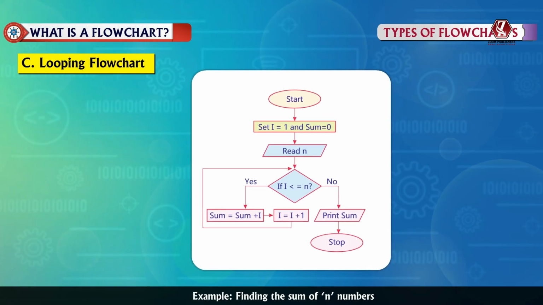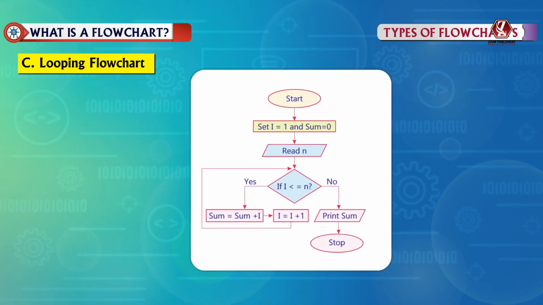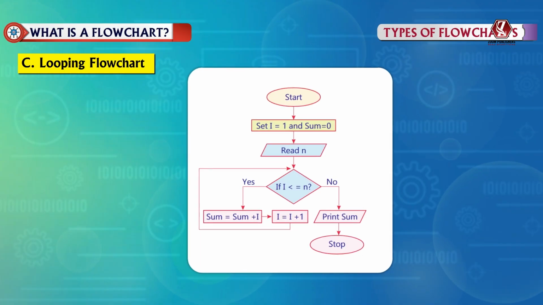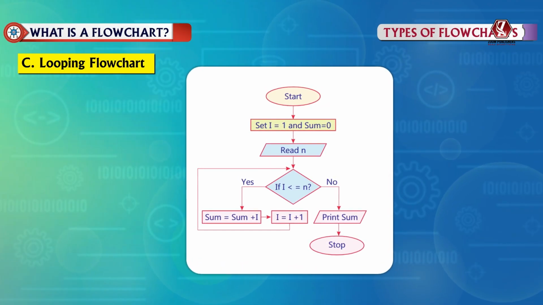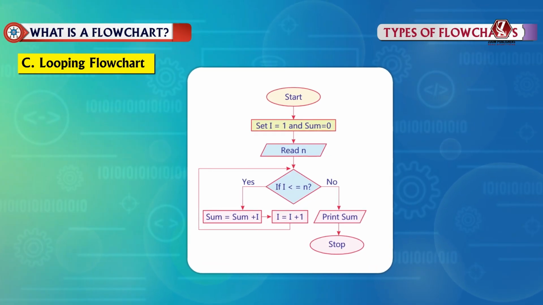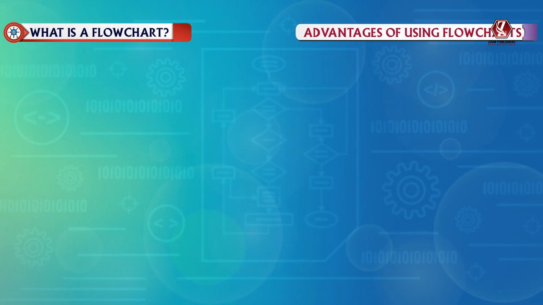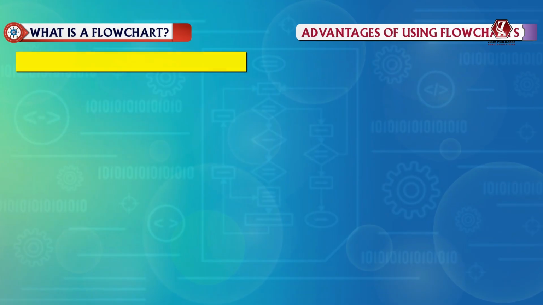C. Looping flowchart. A looping flowchart repeats steps until a condition is met. Example, finding the sum of n numbers. Start. Set I equal to 1 and sum equal to 0. Read n. Is I less than n? Yes. Sum equals sum plus I, I equals I plus 1. Go back to decision. No. Print sum. Stop.